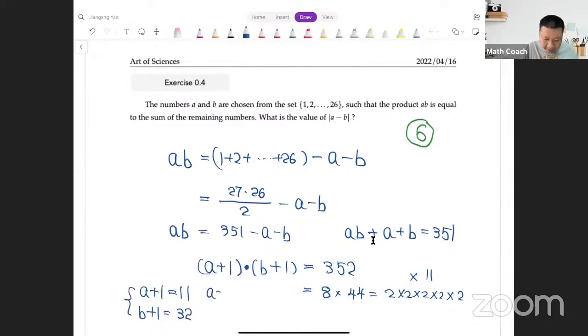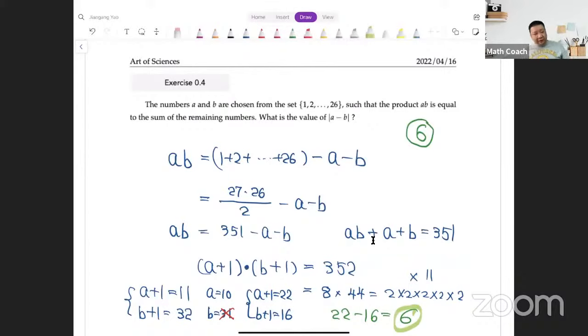Because we get A equals 10 and B equals 31. 31 is too big, right? So that one should not be counted, and we have to adjust a little bit. So this becomes A plus 1 is 22 and B plus 1 is 16. So we move a factor 2 over there. For that one, we don't need to worry about the plus 1, since both have plus 1. So you directly do the subtraction, 22 minus 16, we get it. Okay.